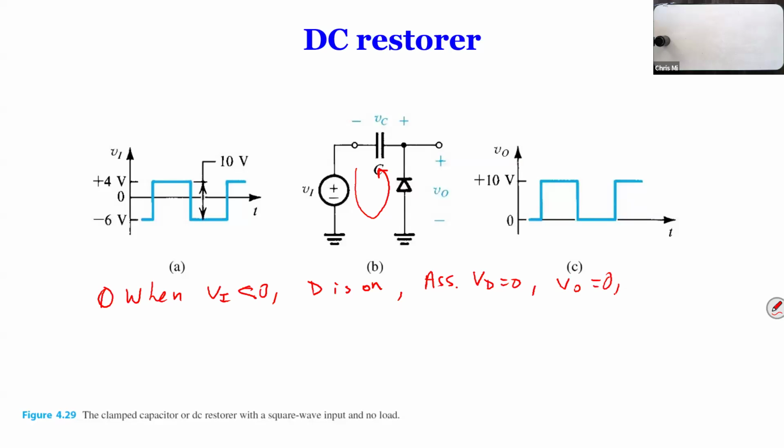So how much do we see for VC? VC will be the same as VI, because all the voltage across the diode is applied on the capacitor. You see the loop. So we see the same as the mark. If you mark VC in the other direction, it will be different.